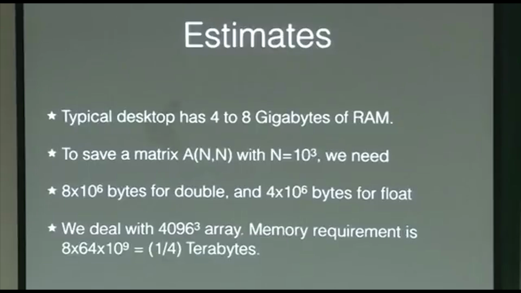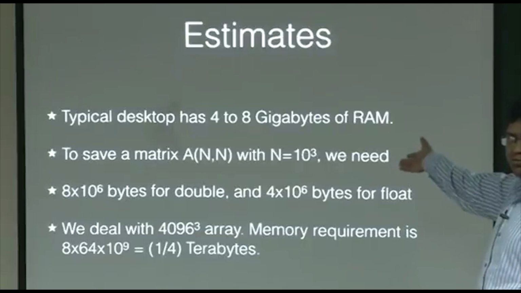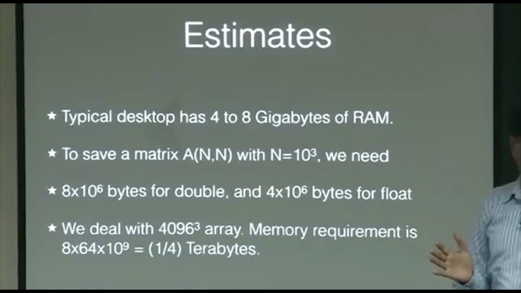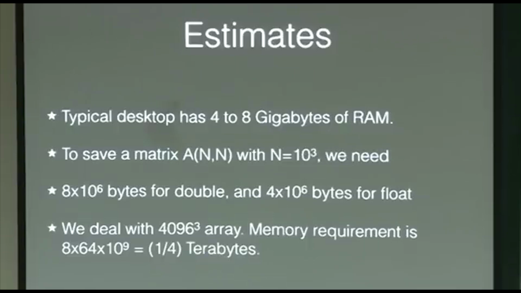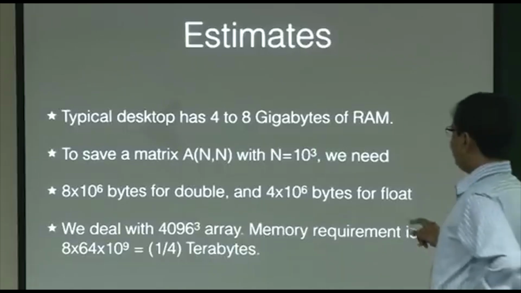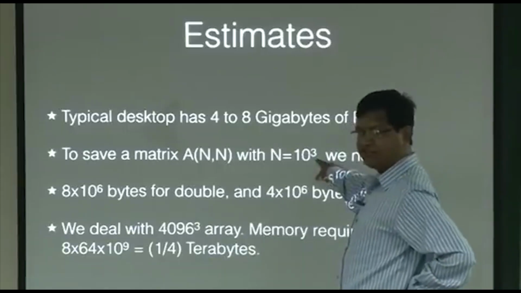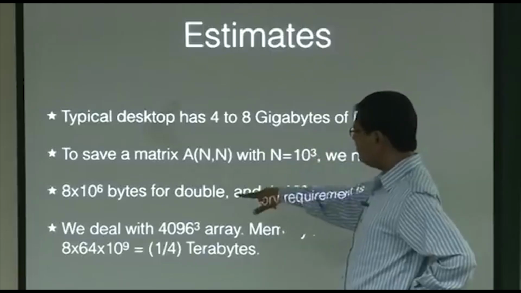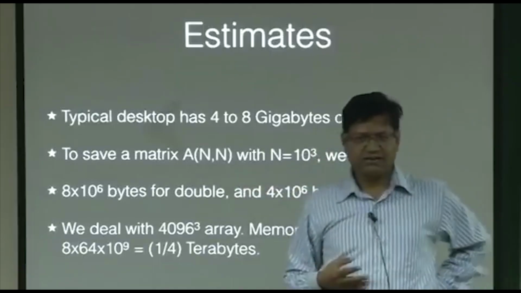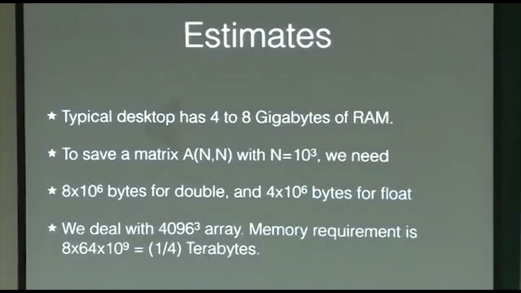To save a 2D matrix of 1000 cube, which is not uncommon, n squared, each n is 10 cube. What is the data size required? This will be stored in RAM, your memory. The number of data points is n squared, so 10 power 6, but each of them will require 8 bytes. So 8 million is the size of your array. It will just occupy that much RAM.